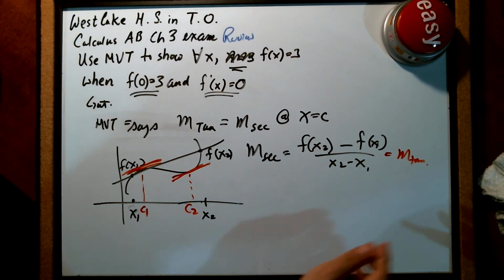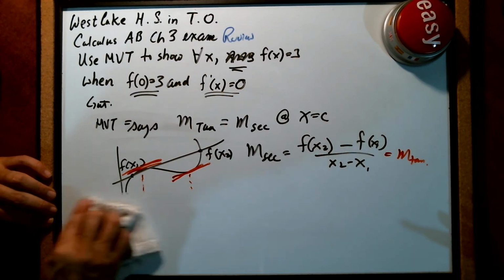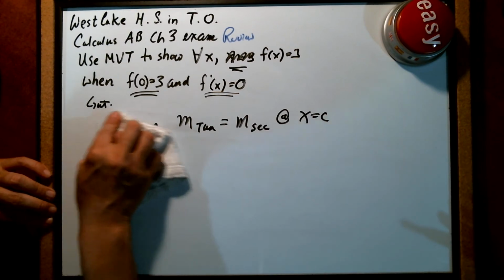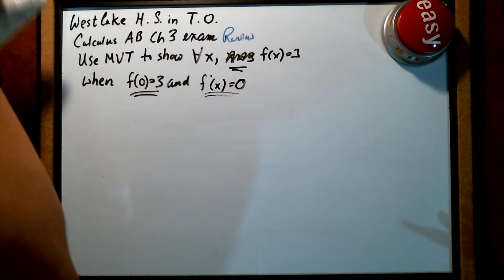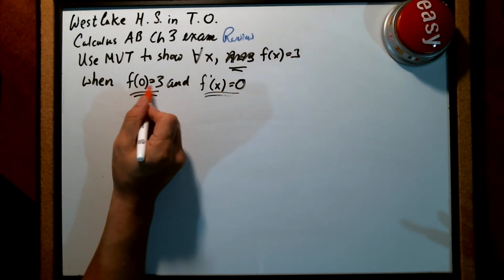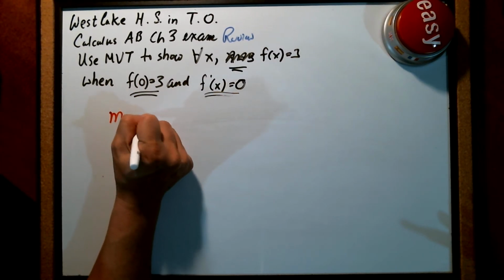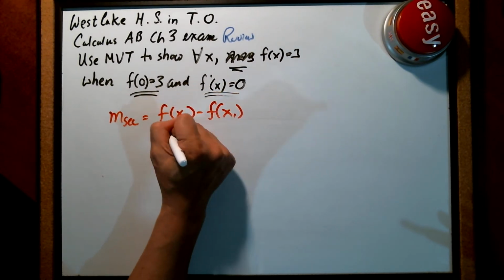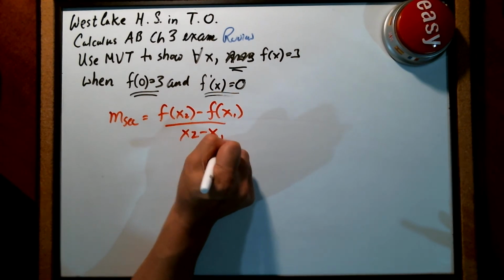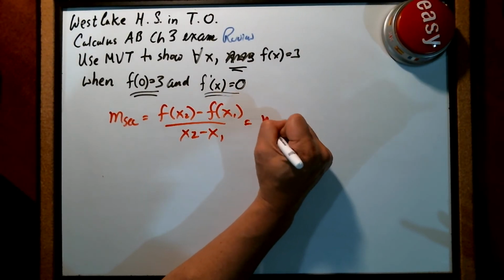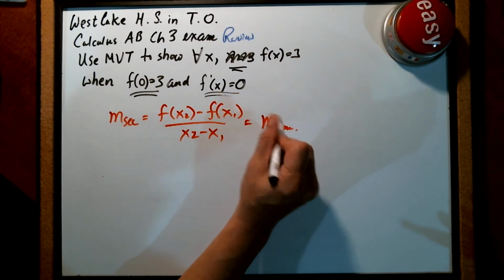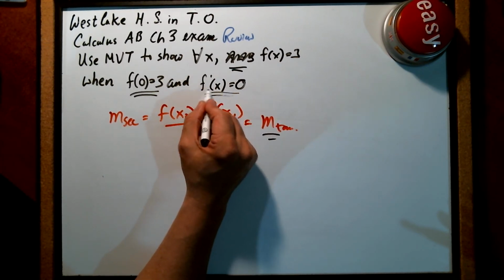So how do we work this out now? We start with the secant slope, f of x2 minus f of x1 all over x2 minus x1. That has to equal slope tangent. What is the slope tangent? Well, we know that the slope tangent is located right here, right? The slope tangent is 0.